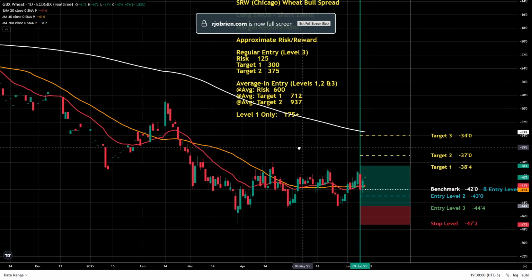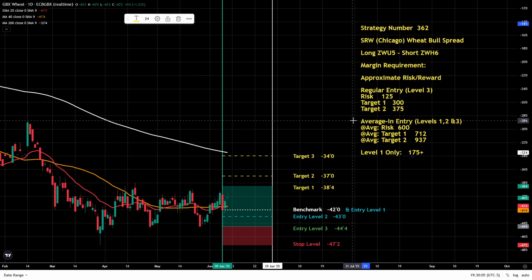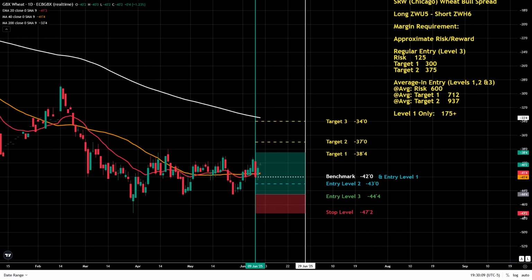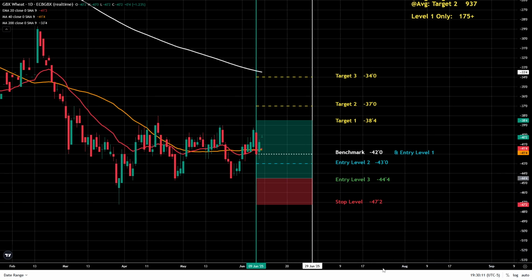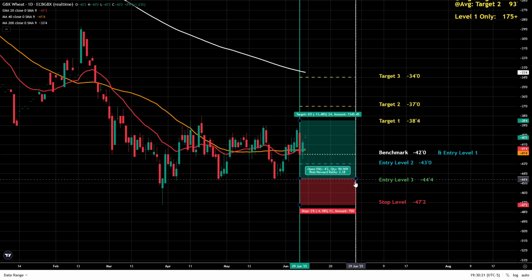Next up, bull spread in wheat, strategy number 362. Risk reward dollar value is here. We've got 3 entry levels on this one. So we've got negative 42 where it was benchmarked the other day, negative 43, and then negative 44.5, stop down at negative 47.25. Then we've got our targets up top.